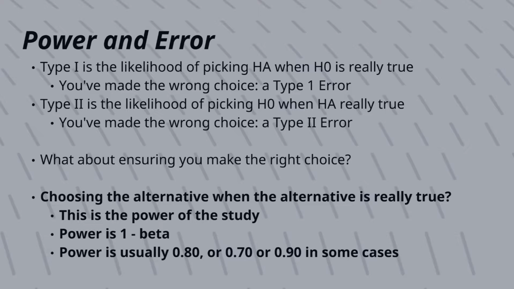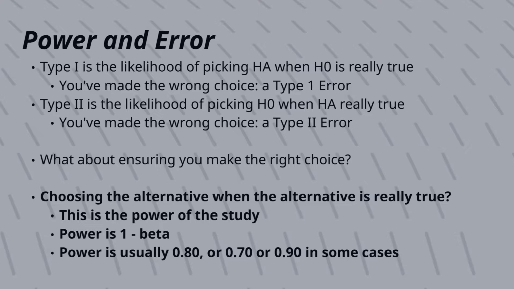That's our type 2 error. What about ensuring we make the right choice? Choosing the alternative when the alternative is really true. So there truly is a difference between our interventions, and we want to increase the likelihood that we declare there to be a difference. That is the power of your study. Power is 1 minus beta, or 1 minus your type 2 error.